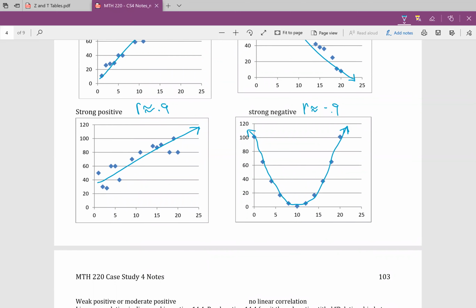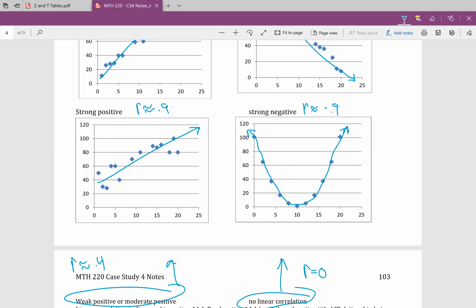That picture up there is going to be the weak positive or moderate positive. You might get an R value around 0.4, maybe. No linear correlation is what we have going on up here, and that's going to be an R value of 0. No linear correlation at all means we have an R value of 0.